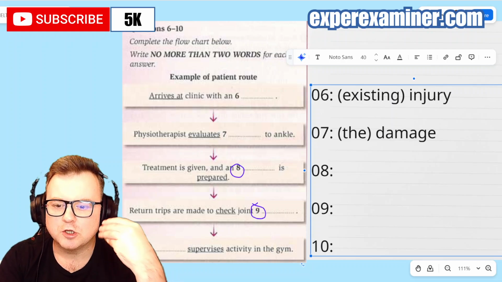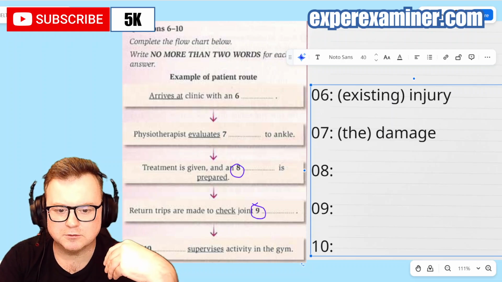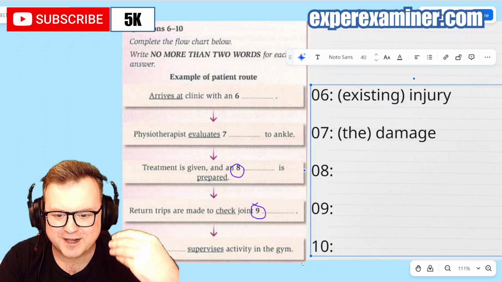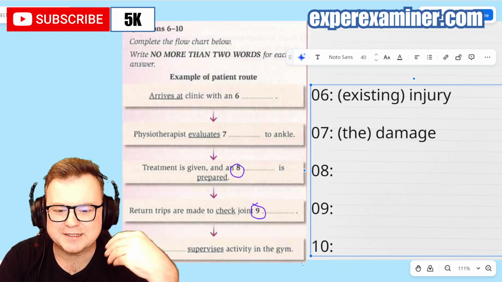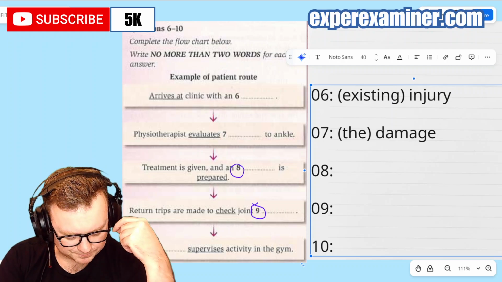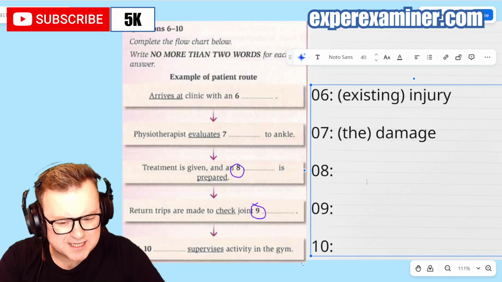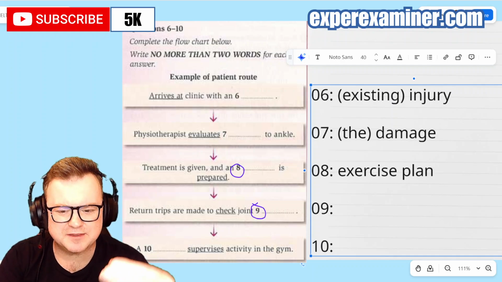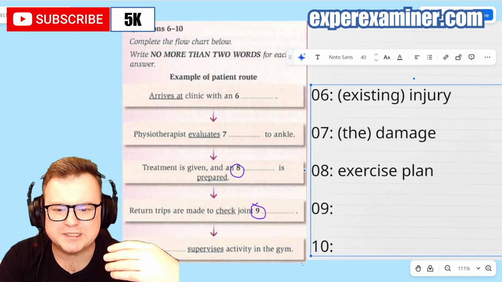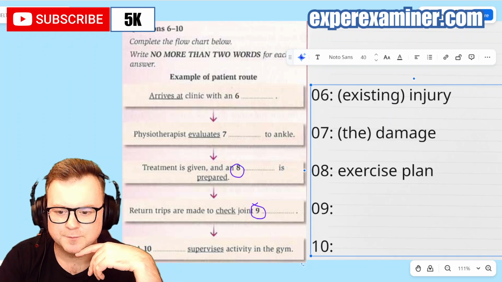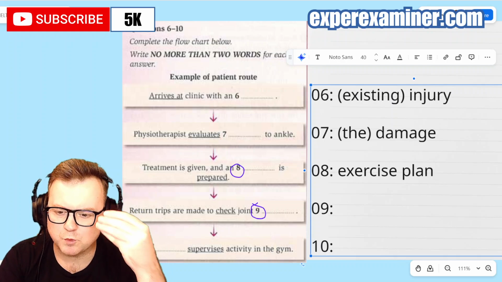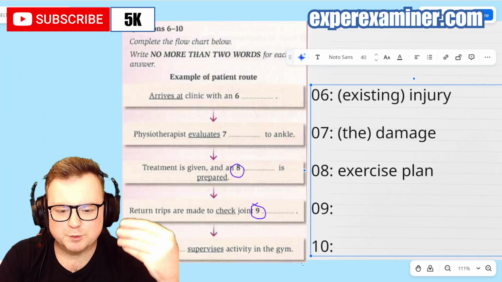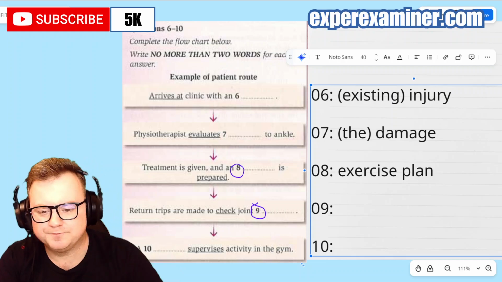So again, your synonymy, your lexical resource, how well you know synonyms for arrives, evaluates, prepared, and so on. Number 8, exercise plan. I think I said plan, didn't I? Or strategy. Exercise plan is, I think they use the active. We design an exercise plan. So, you're not just listening for that right word, but you're also thinking about how they'll paraphrase it. We will design an exercise plan.